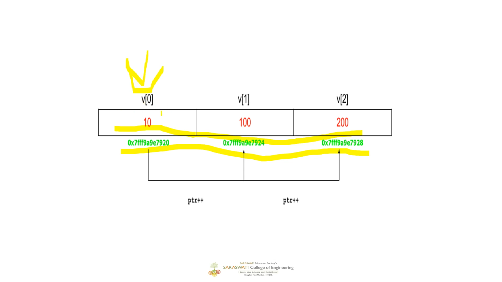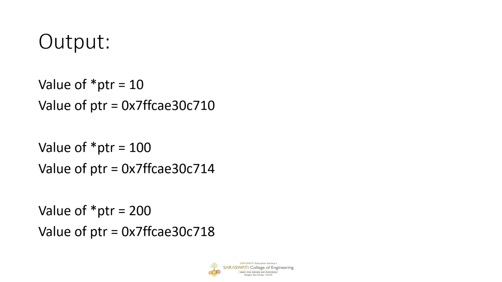When we do ptr plus plus, that means the pointer is incremented. So the pointer moves from the first position of array to the second position of array. And if you again do ptr plus plus, then it moves from the second element of the array to the third element of the array. So this is the output which we get when we print the value of star ptr. Remember, star ptr means value at address. So value at address is the value. So 10 is printed.